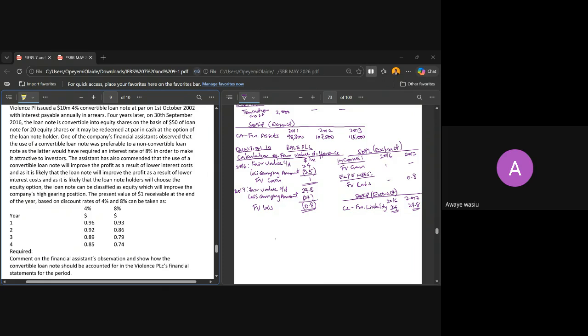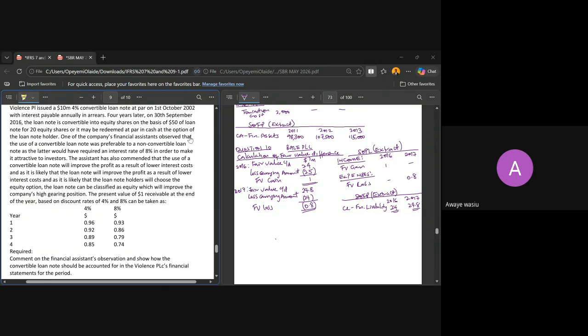The assistant also commented that the use of the convertible loan note will improve the profit as a result of lower interest cost, and it is likely that the loan note holder will choose the equity option. The loan note can be classified as equity, which will improve the company's high gearing position.